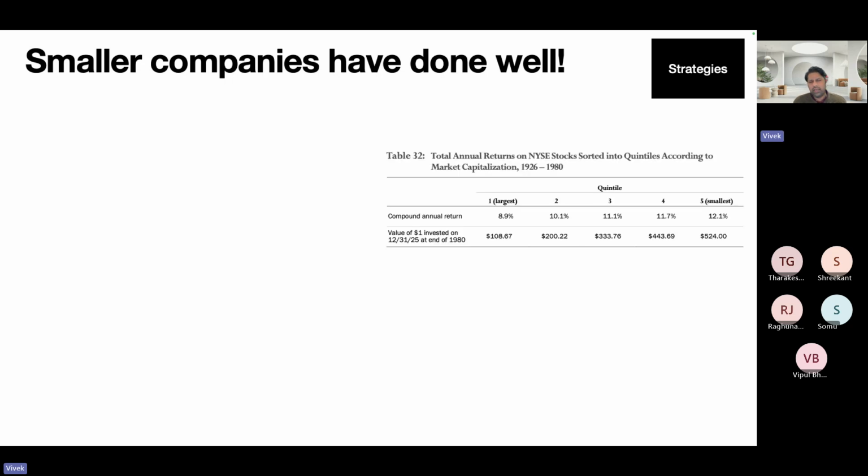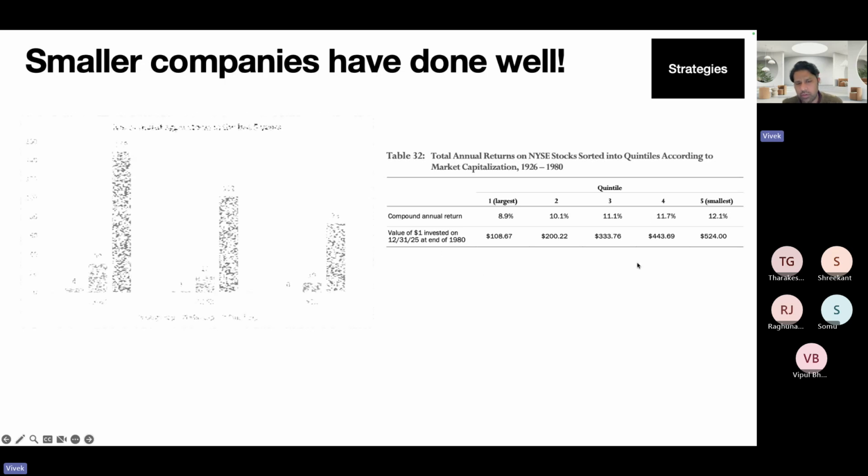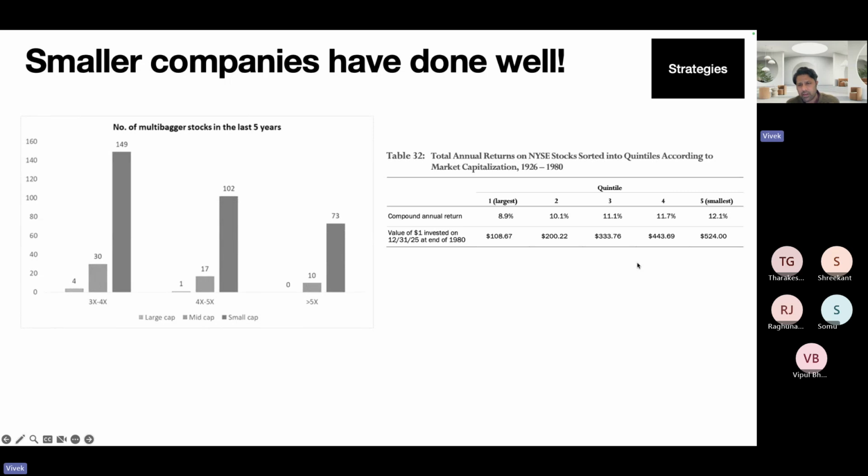In 2015, Tweedy Brown, which is a US based investment manager, did a research, and obviously I'll give you the link to the paper. If you look at that chart, they divided all the companies in the US into five quintiles, and the smallest quintile, which is quintile five, actually gave the maximum return.